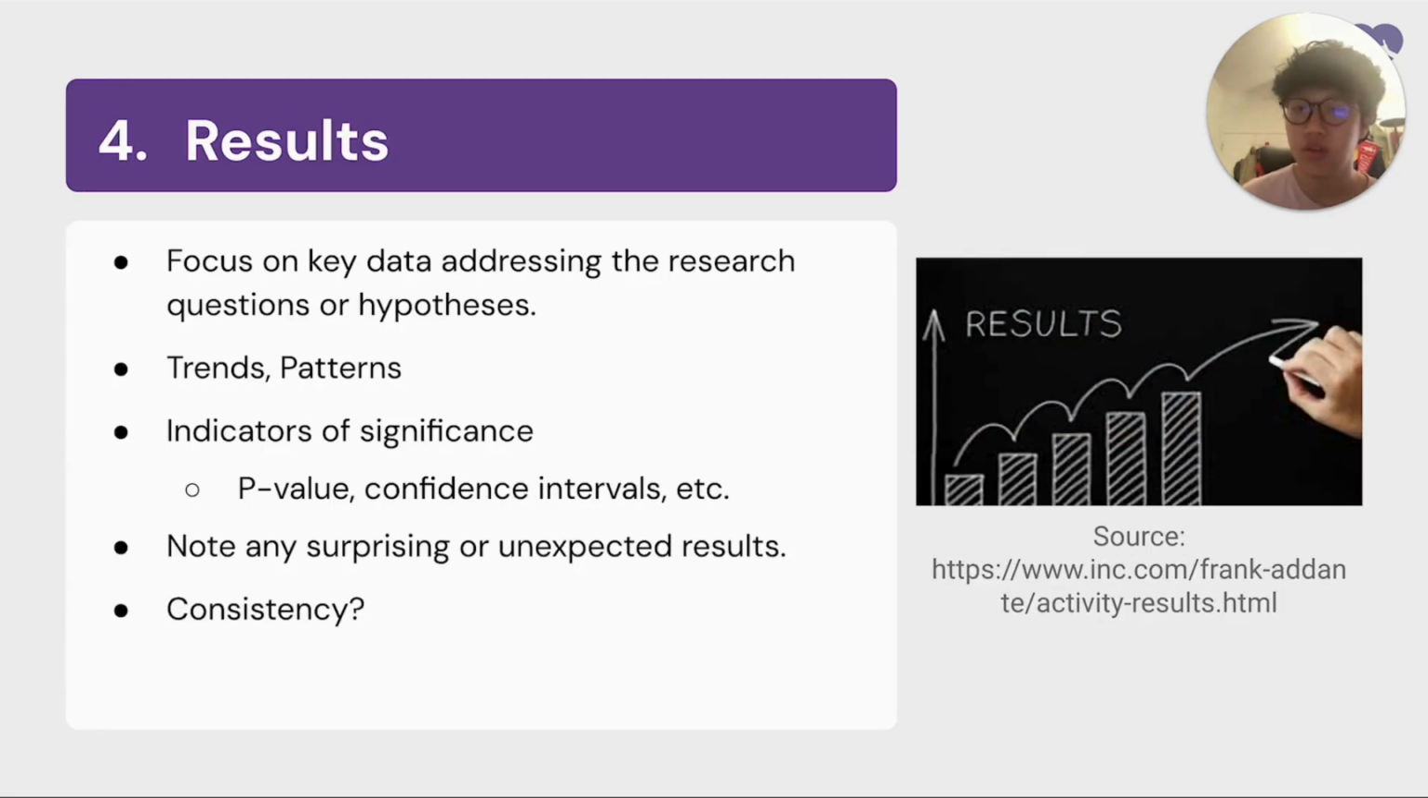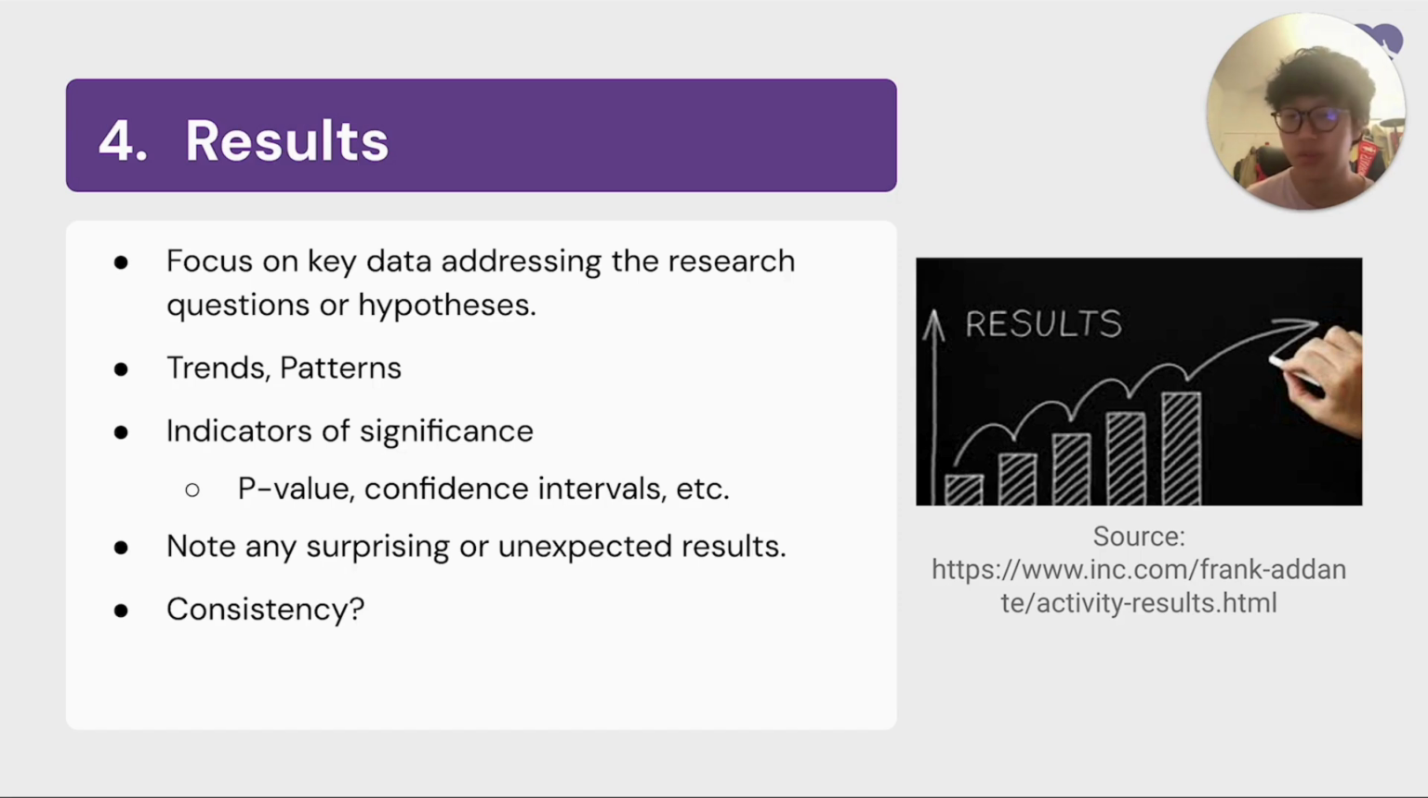Moving on to the results. When it comes to reading a research paper, jumping straight to the results allows you to quickly see the outcomes of the study without getting bogged down in the methodology and the terminology. So look for key data outcomes that directly address the research question or hypothesis, check for graphs, tables, or figures that summarize the data, and understand the trends, patterns, or any notable points.